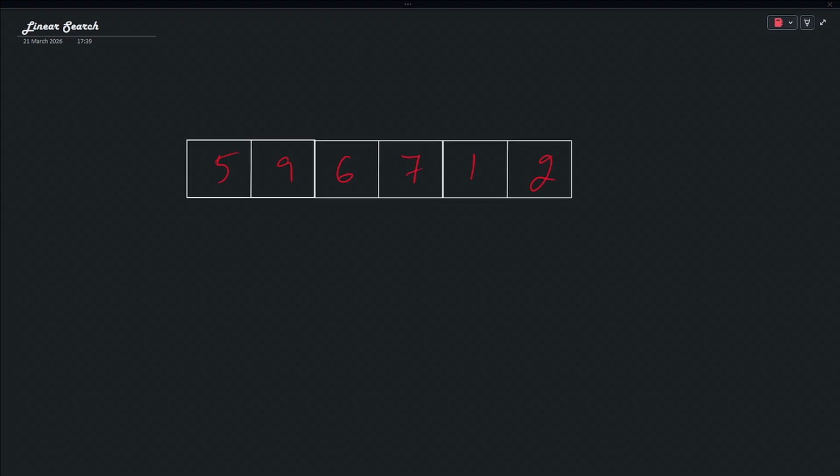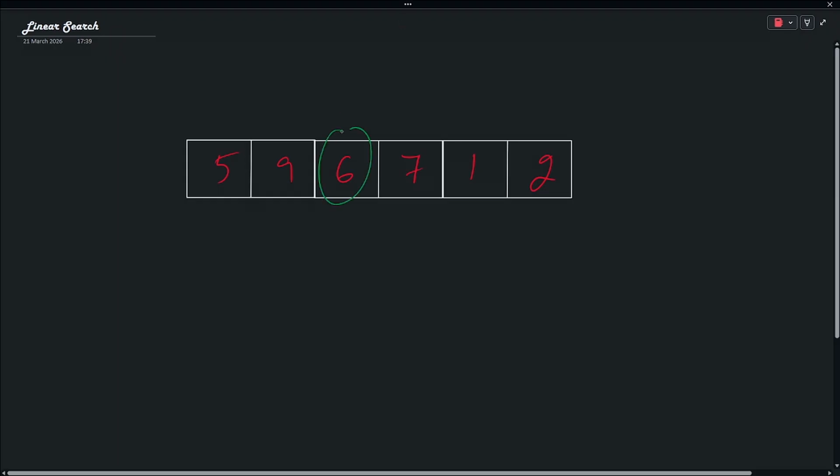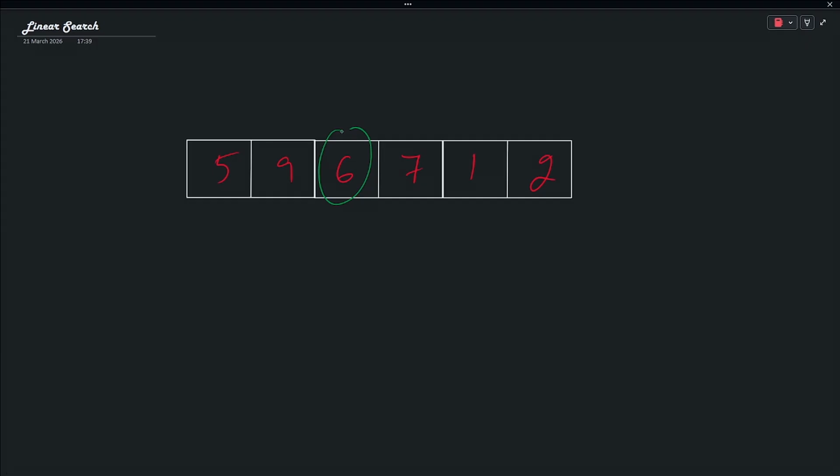If I asked you if 6 exists in this particular array, you would say yes, because your eyes would directly move over here and say, yes, 6 exists. But for computers, it's not that simple. They have to look into every one of these things one by one, step at a time.